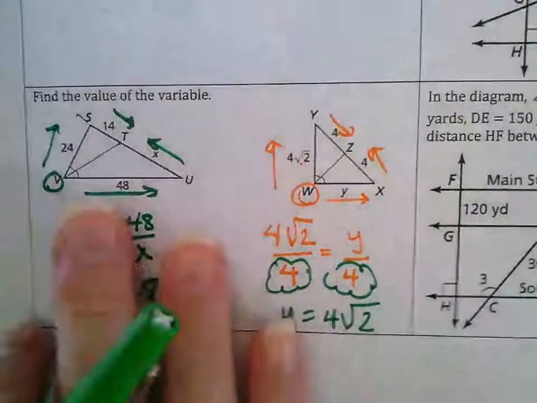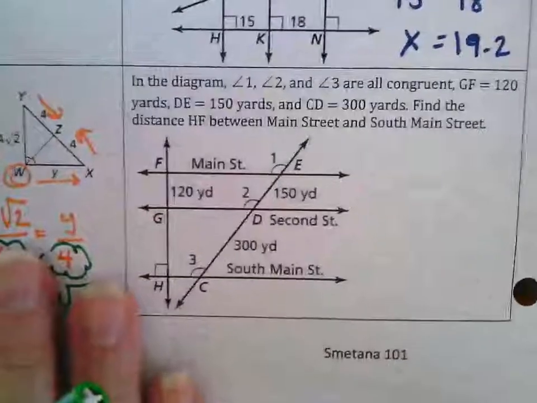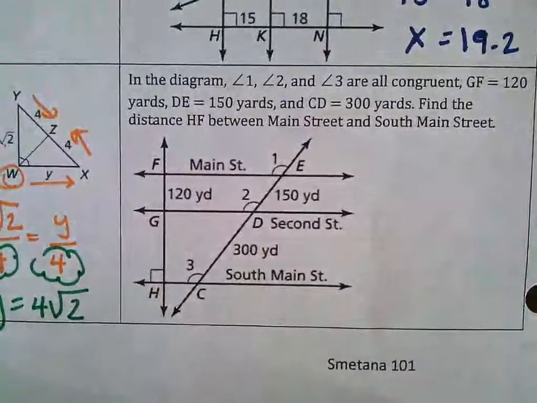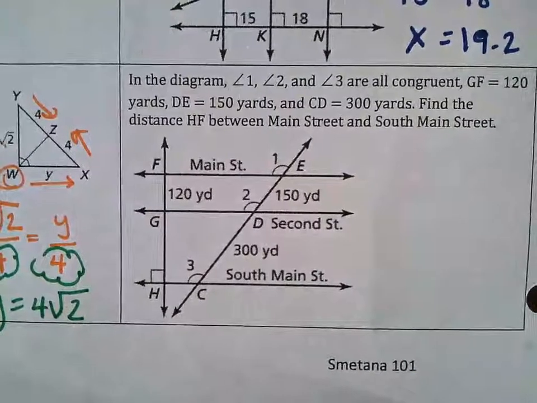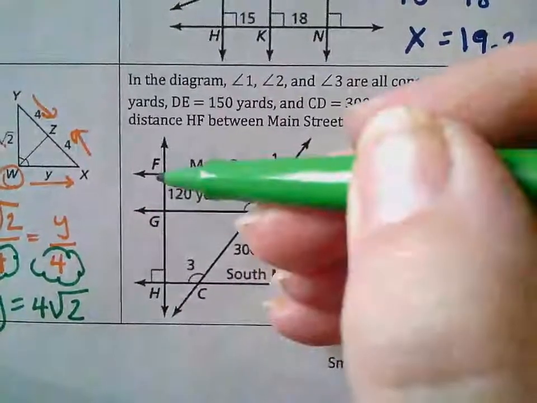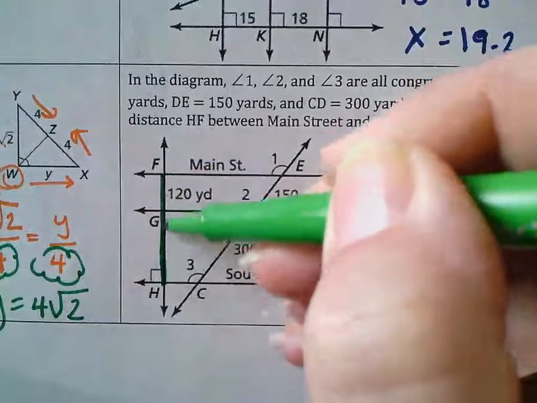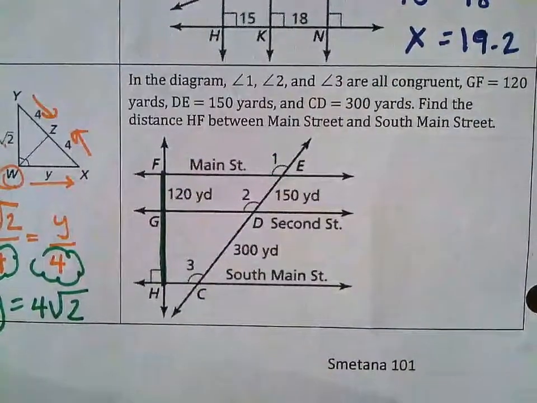Okay, last one. In the diagram, angles 1, 2, and 3 are congruent, and GF is equal to 120, and DE is equal to 150, and CD is equal to 300 yards. Find the distance HF between Main Street and South Street. So HF, the whole thing here, is what I want to find.